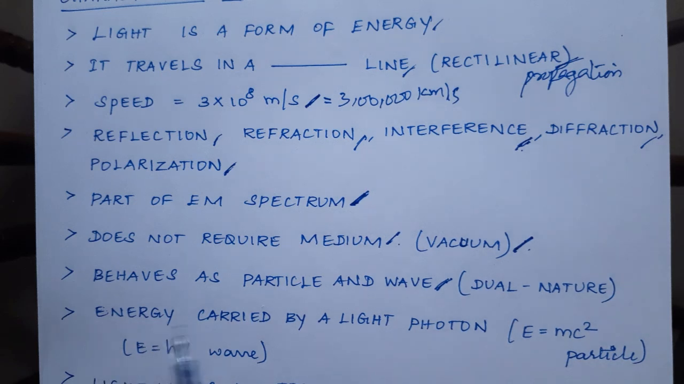Clear now? So light behaves as a particle and as a wave. It has a dual nature. That we will discuss in detail in forthcoming chapters.